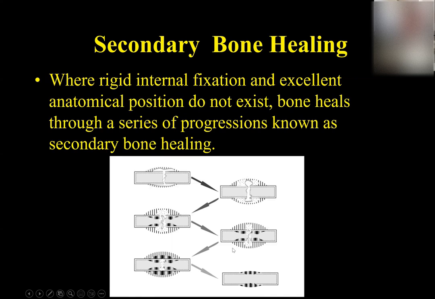So with primary bone healing, you get no callus, but it can only happen if the fracture fragments are adjacent to each other and they don't move. Secondary bone healing is an attempt by the body to heal a fracture that is anything besides fracture fragments right next to each other. Secondary bone healing is more common, but it's not as ideal.